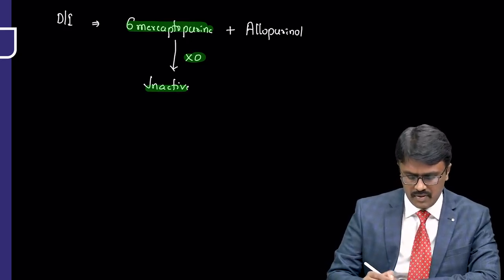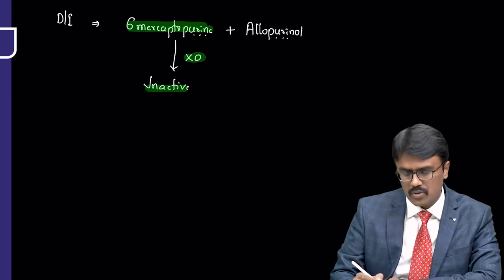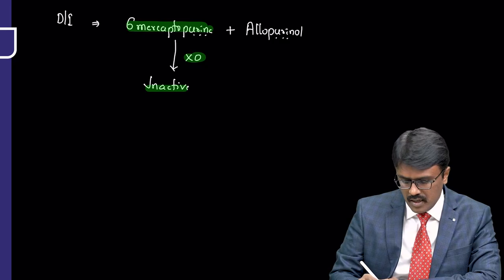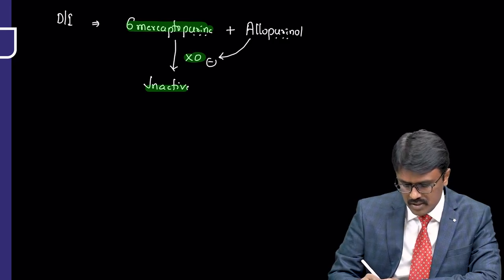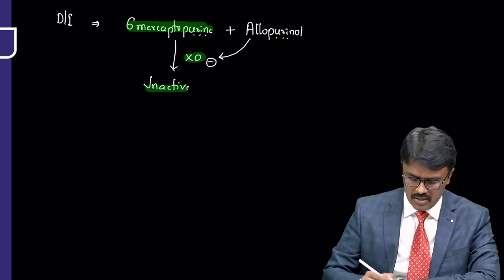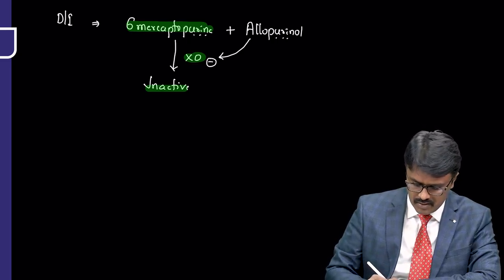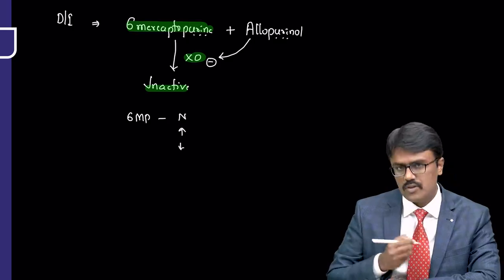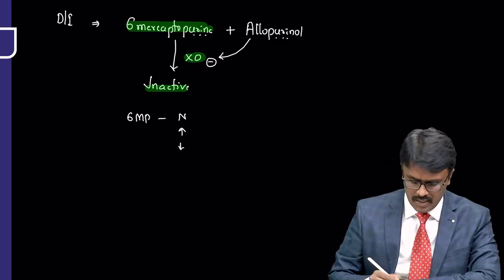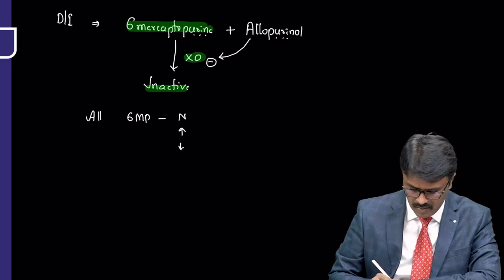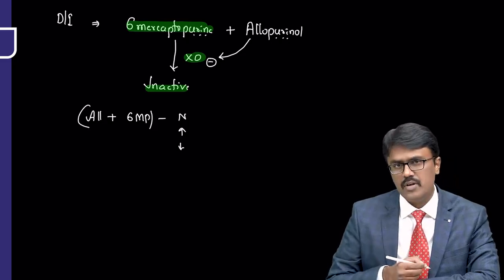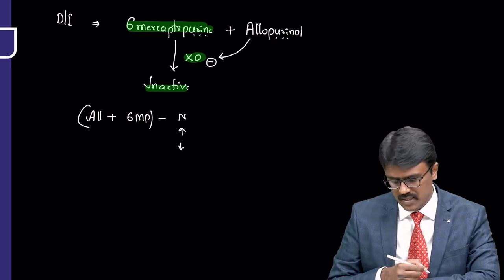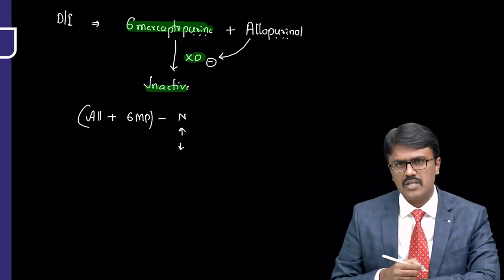Now the question is, when we combine 6-mercaptopurine and allopurinol together, what happens? Allopurinol inhibits xanthine oxidase. So when we combine these drugs, what is the dose of 6-mercaptopurine? Should I keep the dose of 6-mercaptopurine normal, increase it or decrease it? Just pause the video and answer.